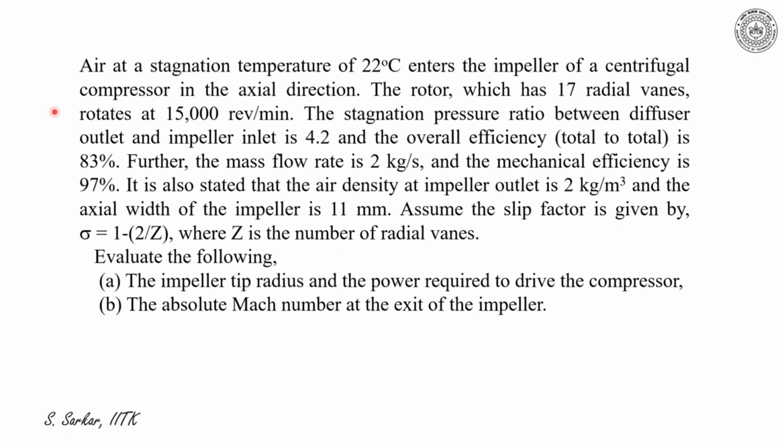It is also stated that the air density at the impeller outlet is 2 kg per meter cube and the axial width of the impeller is 11 mm. Assume the slip factor is given by sigma is equal to 1 minus 2 by z, where z is the number of radial vanes.